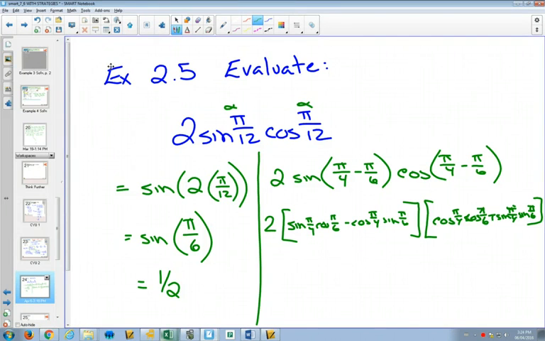Don't write this down. And then you'd have to simplify that whole thing. And then once you've simplified that whole thing, you get 1/2. It still works, but it's just a lot longer. Okay, there's example 2.5.